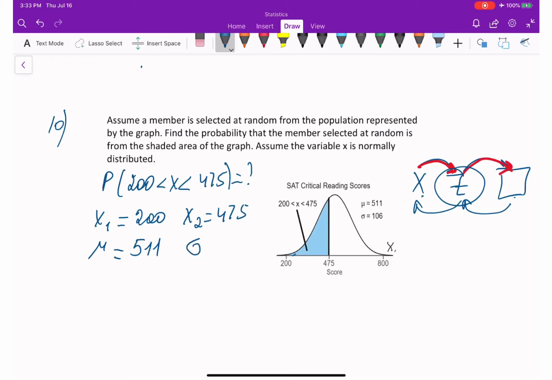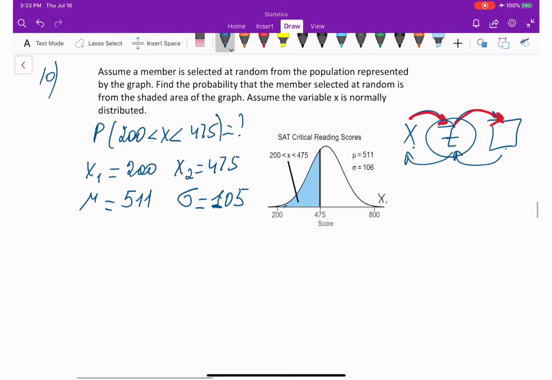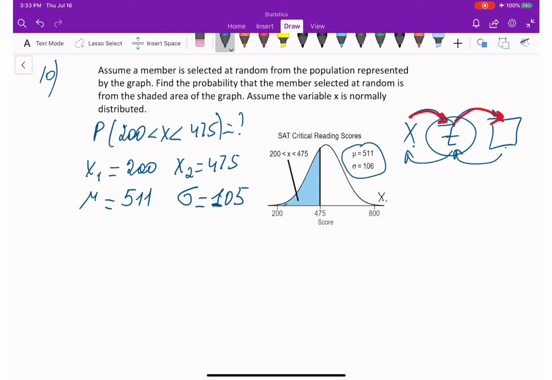And sigma is equal, sometimes you want a little bit of laugh because it's too serious material. 105. Okay, sigma is equal 105. Here you have this data. So let's find z1 and z2 for x1 and x2. Z-score 1 is equal x1 minus mu over sigma. Z2 is equal x2 minus mu over sigma.